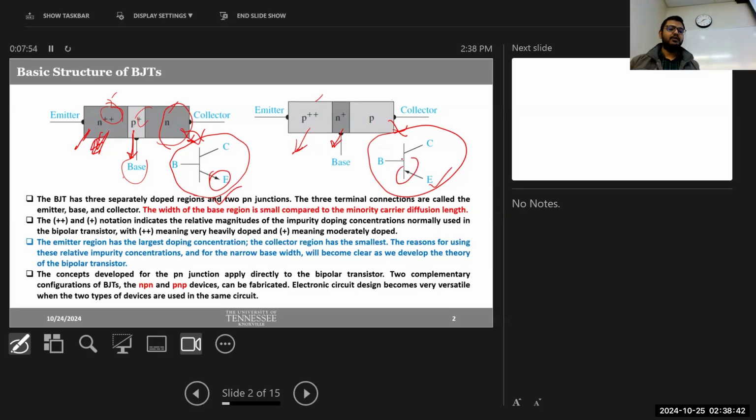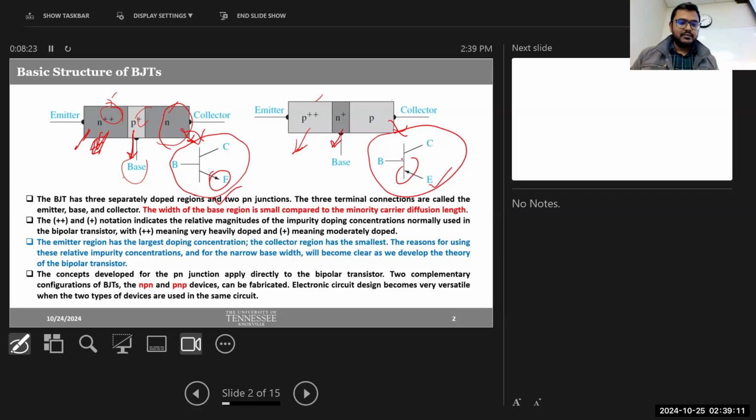For NPN, we have the arrow directing outwards from the device, and in PNP, we have the arrow directing inwards. This is the only difference, and from this, you'll have to identify which one is NPN and which one is PNP when you design circuits. We'll also talk about the reasons why we show outward and inward directions for NPN and PNP when we talk about the working principle of the device. So these will be clear there.